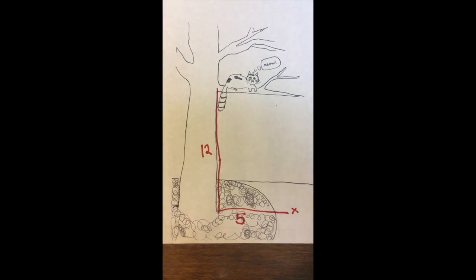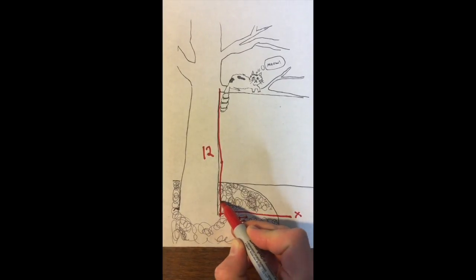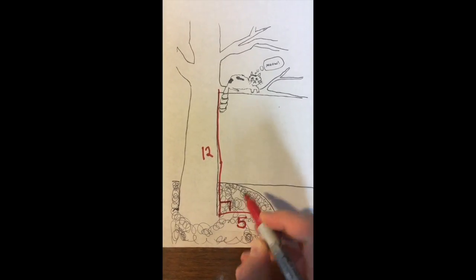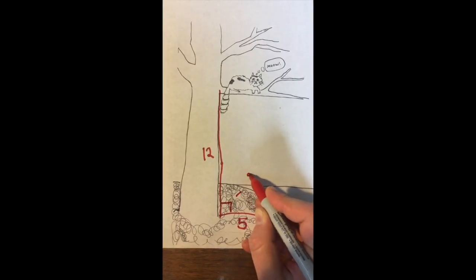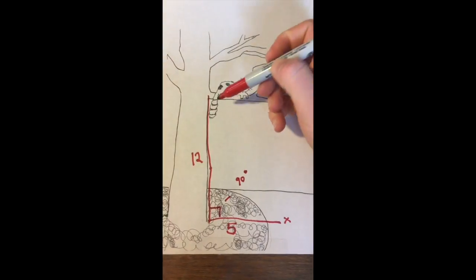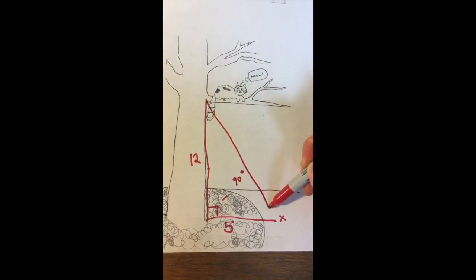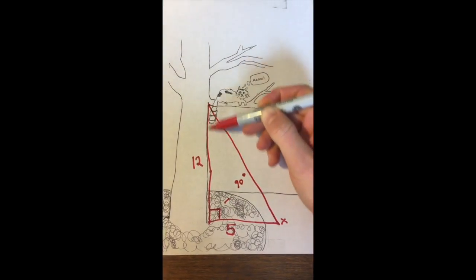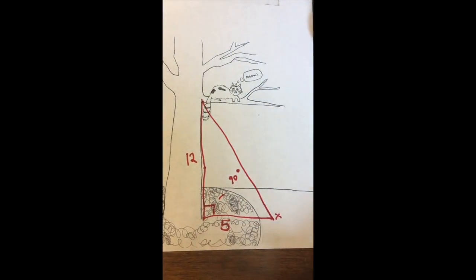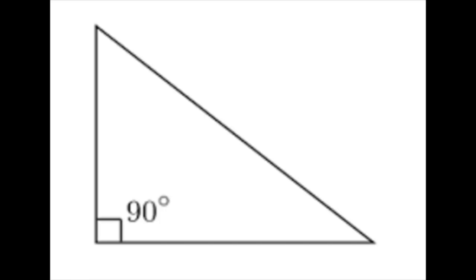I noticed that the angle created by the tree trunk and the ground was a right angle, or an angle that measures 90 degrees. Because of this, I knew that if I were to lean a ladder against the tree, the ladder, the trunk, and the ground would create a right triangle. A right triangle is a triangle that has an interior angle that measures 90 degrees.